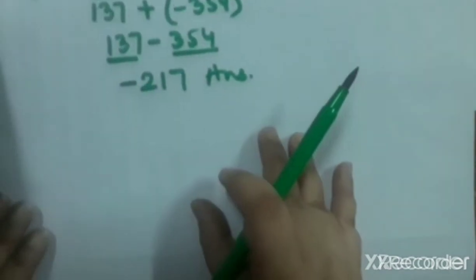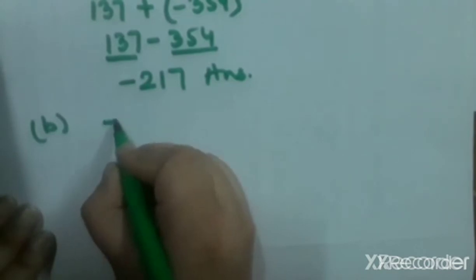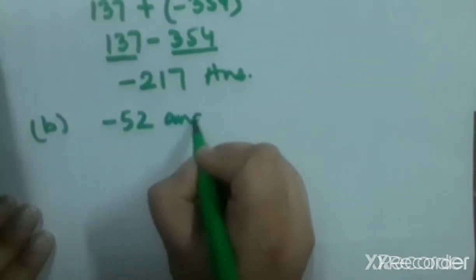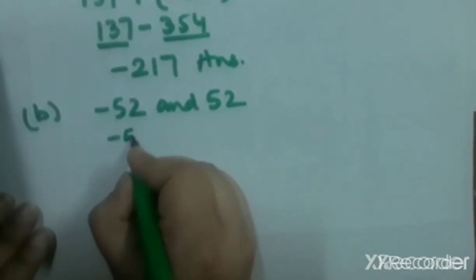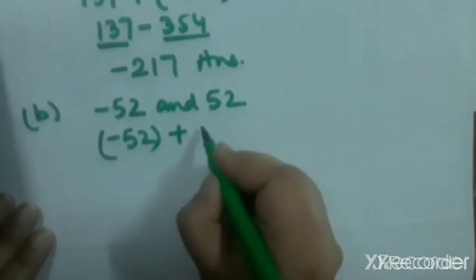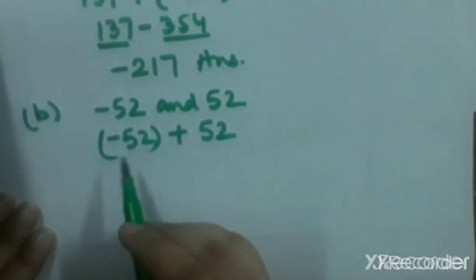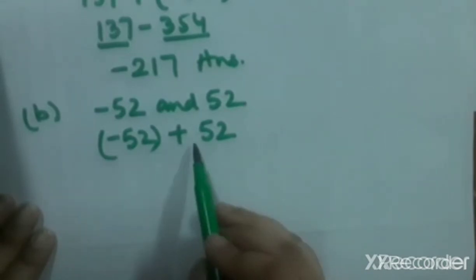Similarly, for the B part we have to find the sum of minus 52 and 52. This is a very interesting question. Minus 52, I am keeping it in brackets because it is a negative integer, and "and" means plus 52. Now children, we have one negative integer, the other is a positive integer. So minus plus is minus, that is, subtraction is to be done.